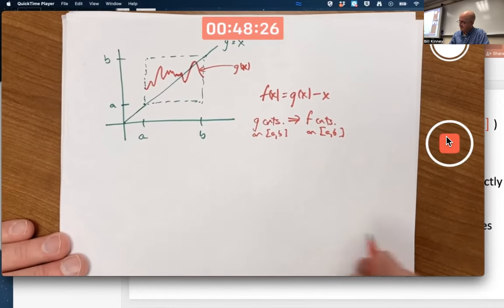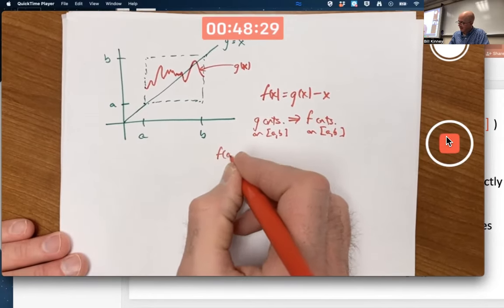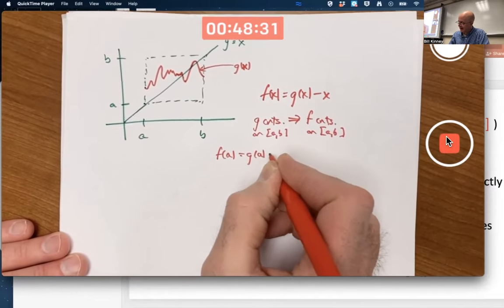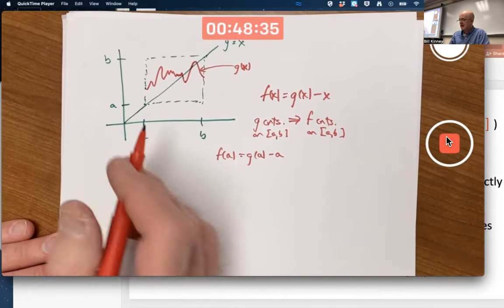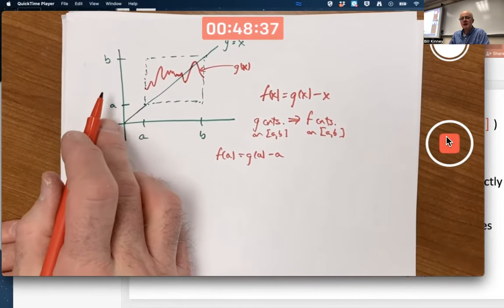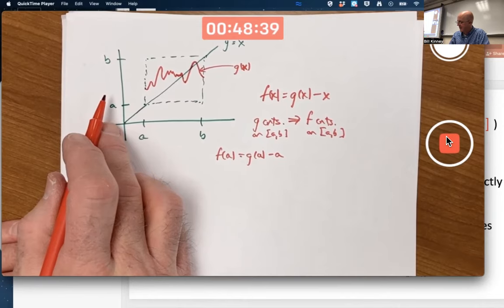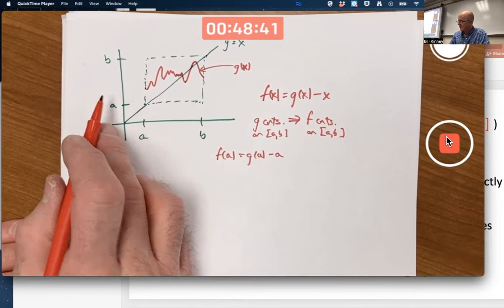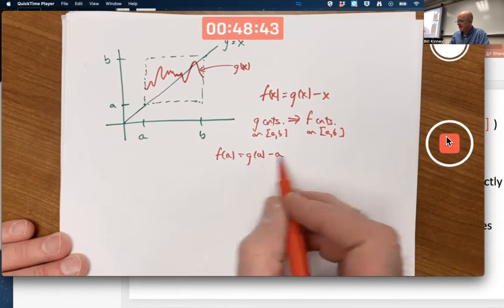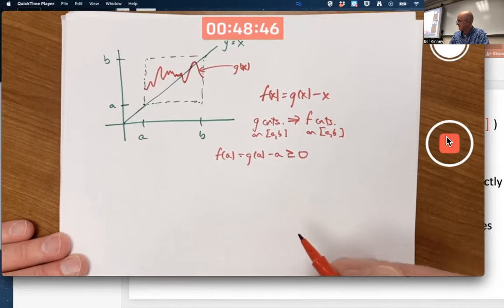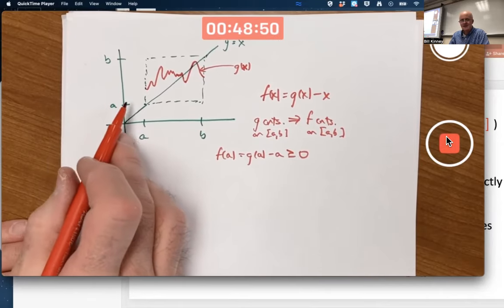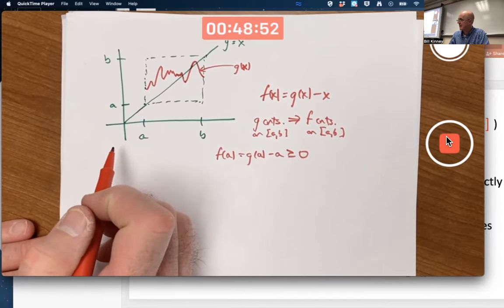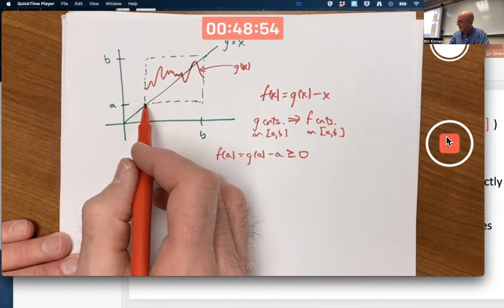Moreover, f of A is g of A minus A. How does the condition about the outputs of G always being in between A and B come into play in the proof? It's got to come into play in some way. It comes into play in saying this has got to be greater than or equal to 0. Right? Because G of A has to be bigger than or equal to A. I mean, it could equal A, although if it did equal A, then we'd be at a fixed point already.